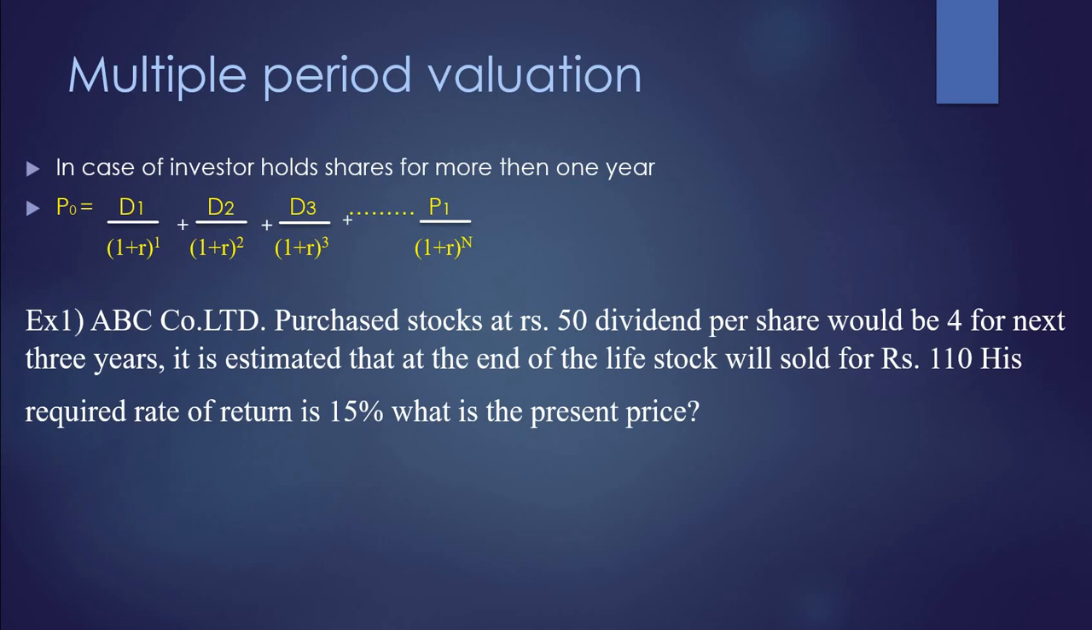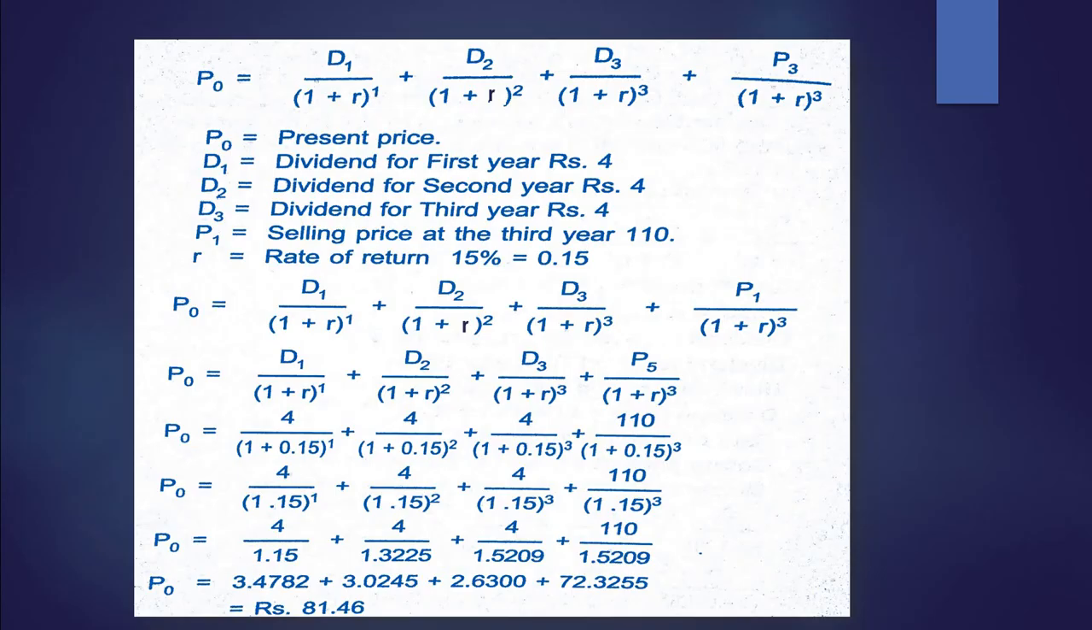If there is only 1 year, then we can use the single period formula, but here the dividend per share would be 4 for the next 3 years. Next, they said it is estimated that at the end of the life the stock will be sold at rupees 110. So the selling price we already know is nothing but our P, that is 110, correct? Next, required rate of return is 15%. This is nothing but our R equal to 15%, correct? So what they asked is the present price. That we will see now.